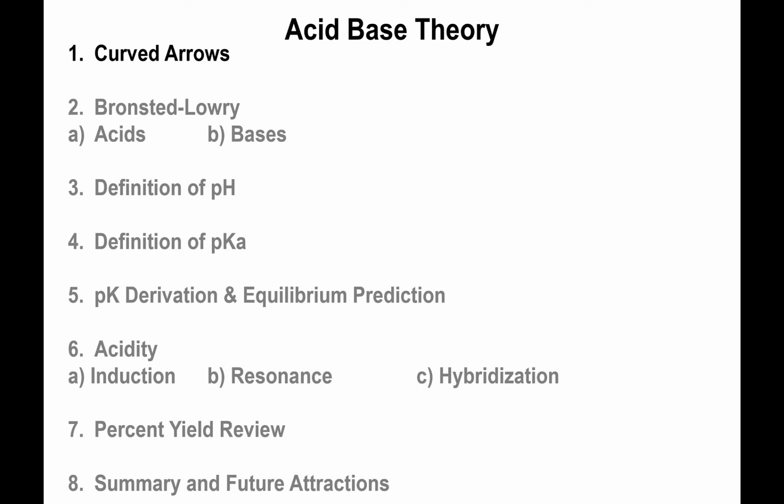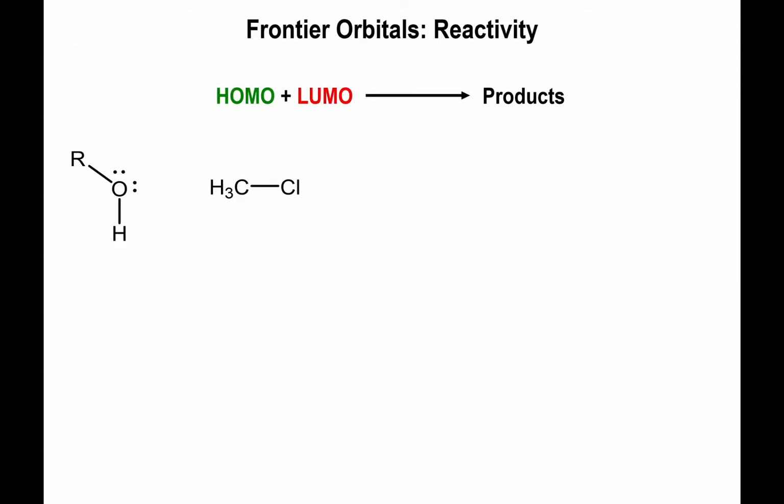Acid-base theory. Let's start by talking about how to use curved arrows in the process of explaining reactivity in organic chemistry. If you recall from our first lecture where we discussed the idea of the HOMO and the LUMO as molecular orbitals that can allow us to tell what's going to happen, you can start looking at molecules like the alcohol shown here on the left side and the alkyl halide shown here right next to it.